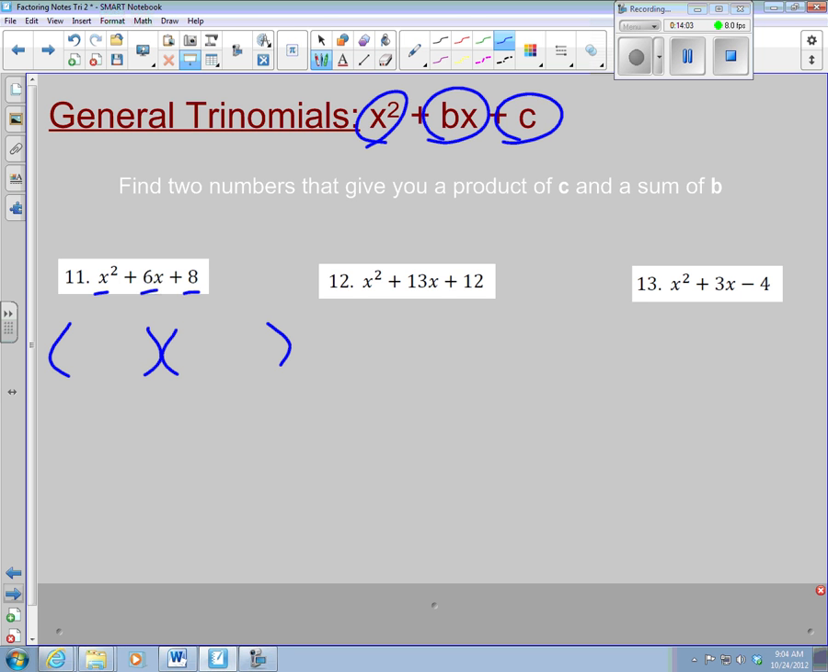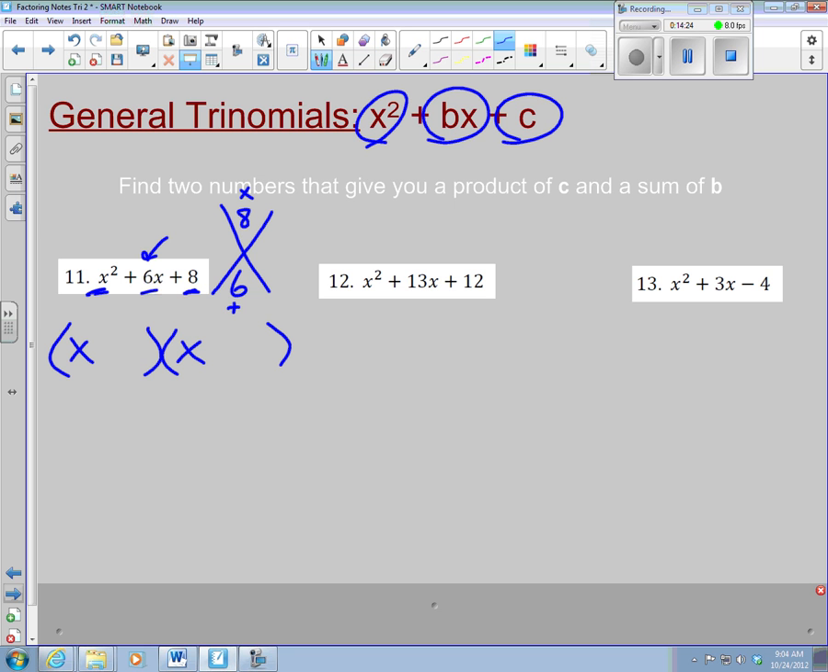And it's really simple to get x squared. That's x and x. But now what we do is, here's my c. We want to find factors of 8. In other words, what would you multiply to get 8? But then right here, the number in the middle, the b, or the number in front of x, what would you add to get 6?